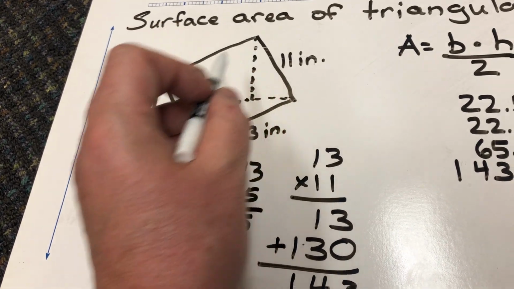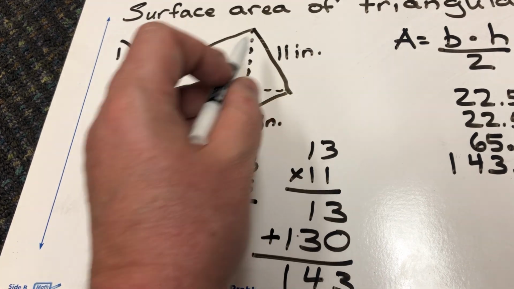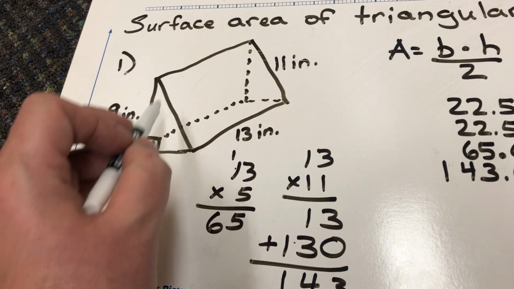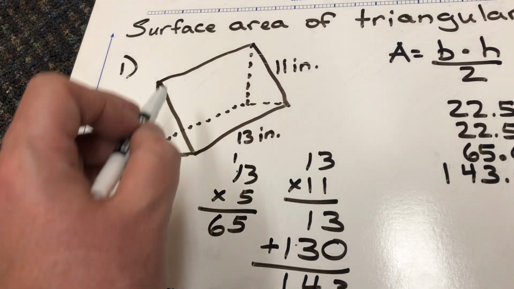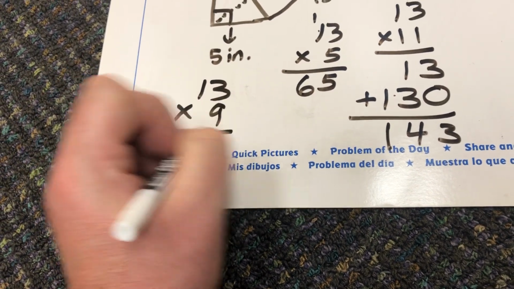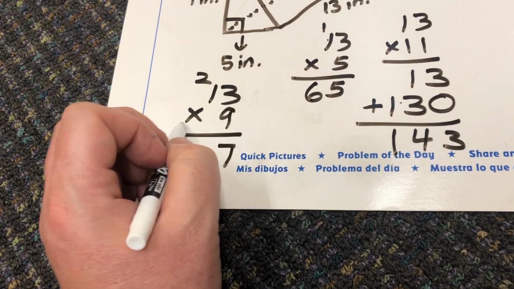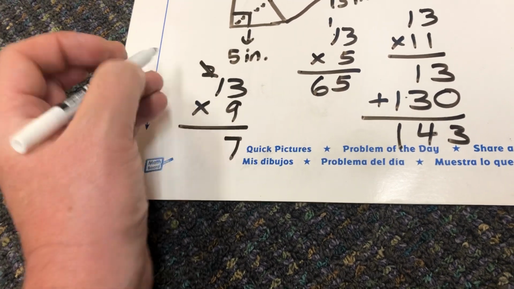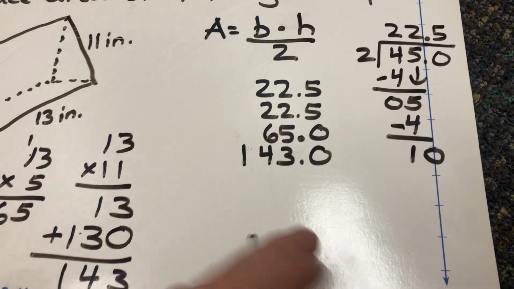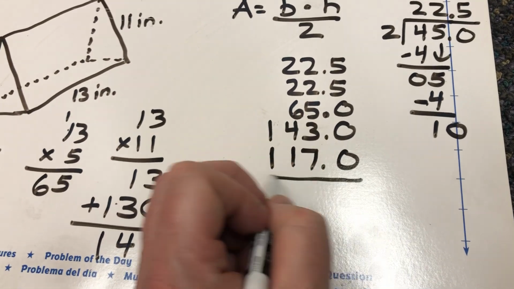So now I've got to deal with this one here in the back. I've done the 13 times 5, which is this one here at the bottom. I've done my big one over here, which is 13 times 11. But now I got to do this one here to the left, which is going to be the 13 times 9. I'm going to come down here, 13 times 9. 9 times 3 is 27. Put the 7 down, carry the 2. 9 times 1 is 9. Plus 2 is 11. We get 117. So we're going to come over here and we're going to add 117 and 0/10 to the list.